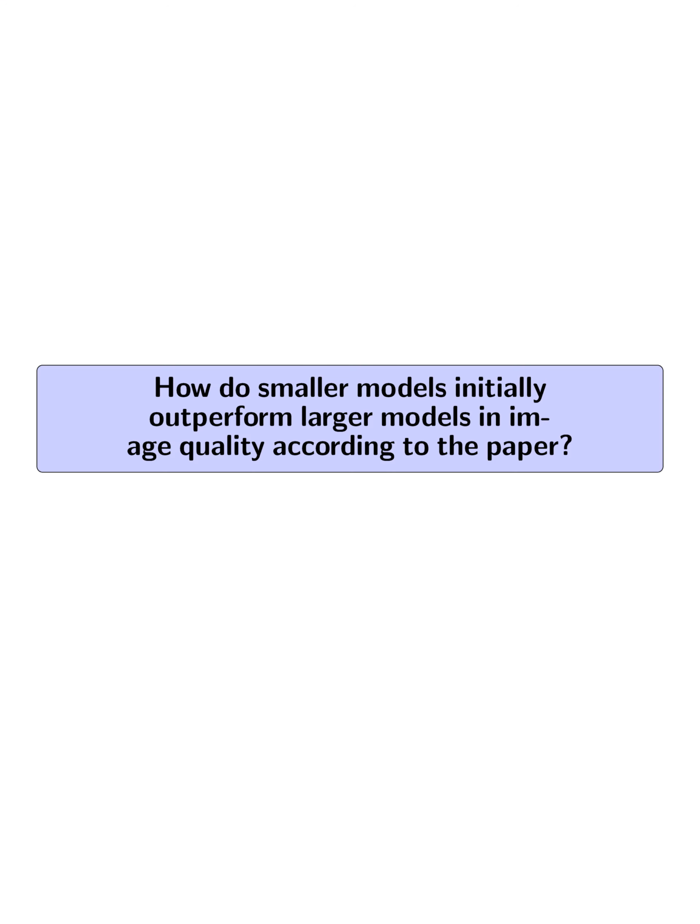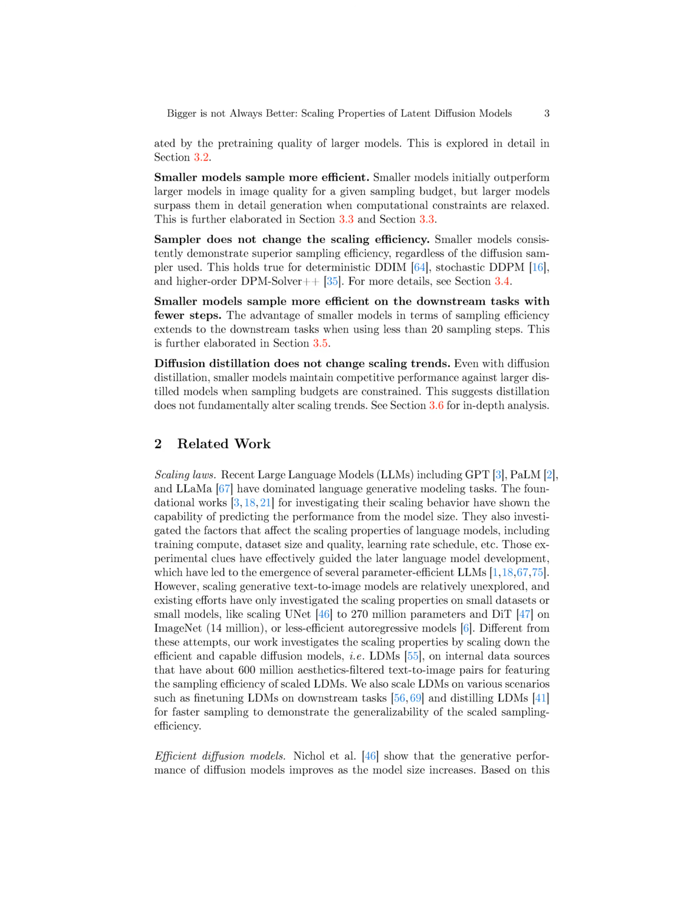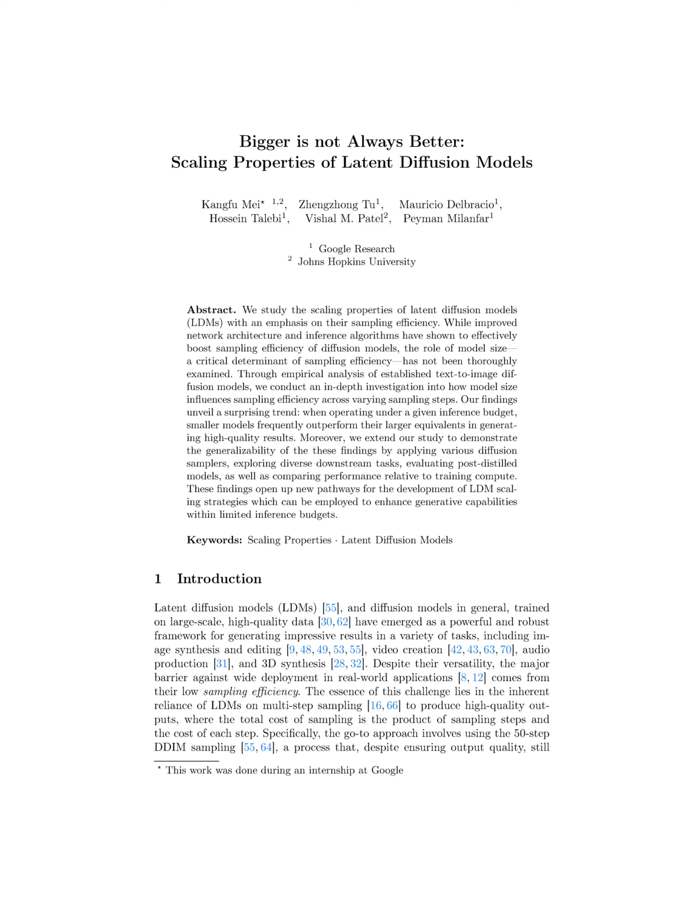How do smaller models initially outperform larger models in image quality, according to the paper? Smaller models initially outperform larger models in image quality due to their superior sampling efficiency for a given sampling budget. The paper explains that smaller latent diffusion models, LDMs, exhibit better image quality than larger models when computational constraints are in place, because smaller models can produce high-quality outputs more efficiently within the same sampling budget.